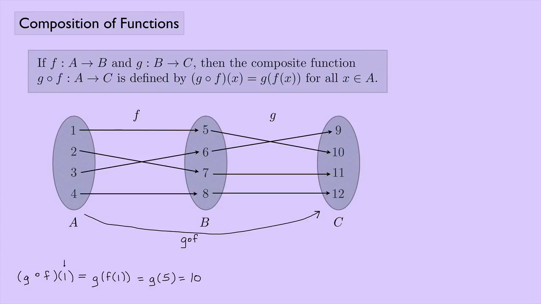Now notice that this 1 here is in the set A, and that f of 1 is in the set B, and f of 1 is 5, so that's still in the set B, and 10 is in the set C. So what this did was it took 1 and mapped it to 10. This was something in the set A mapped directly to something in the set C.